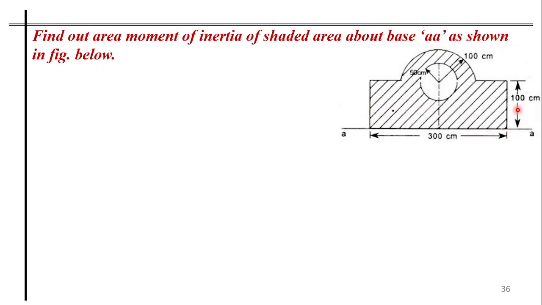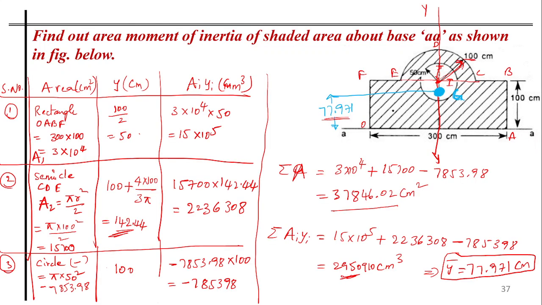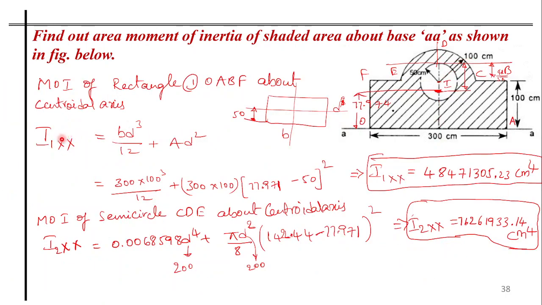I know the centroid of this, I know the centroid of this, and I know the centroid of the semicircle. So I need to transfer all of these towards this AA axis. Pretty much easier. But first I need to find out the centroid of that whole figure, so that once I know the centroid's location, I am going to apply this.